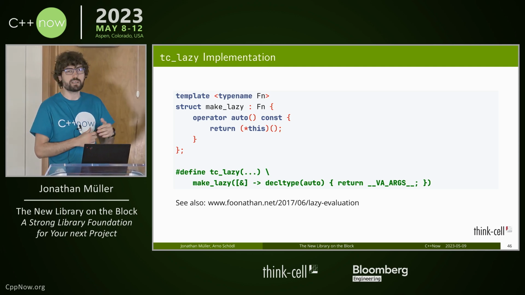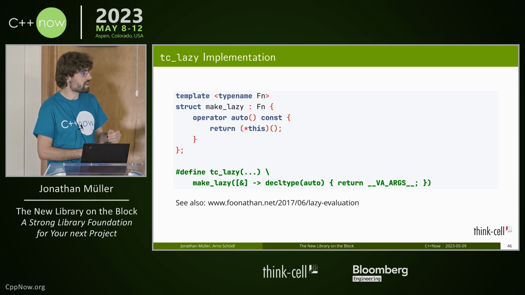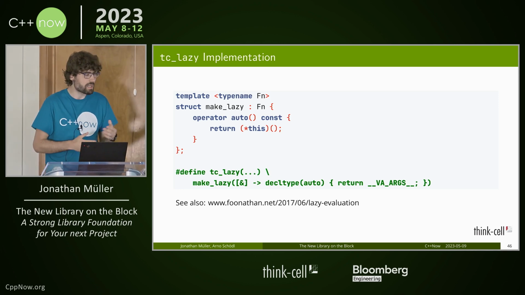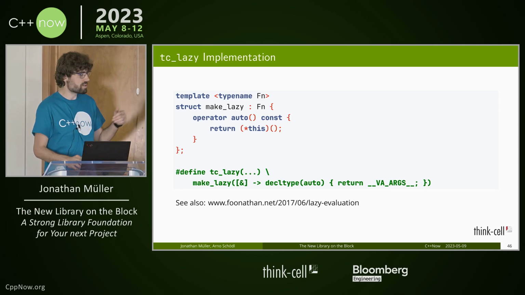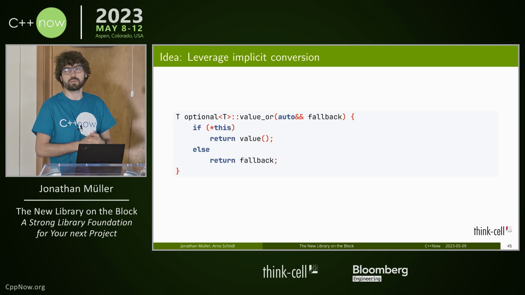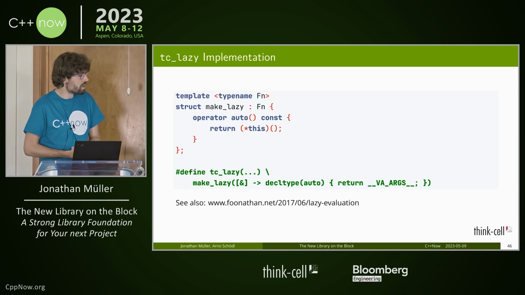And then it is implicitly convertible to the lambda result. And this is done by invoking the lambda. And then we have a macro TC lazy, which takes an expression and wraps it in the tag object. And now when we pass that to value or, the argument itself does nothing. It just constructs a lambda. And then inside the implementation, only when it's actually needed, will we invoke the conversion operator, which will invoke the lambda, which will evaluate the function argument.